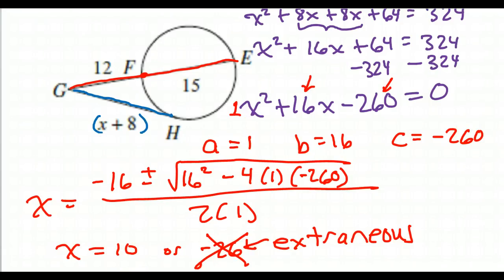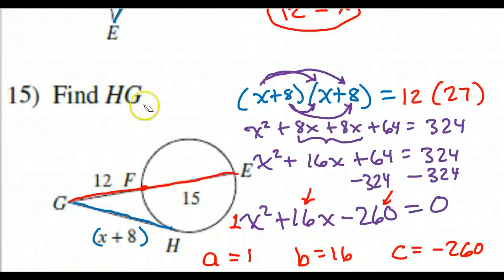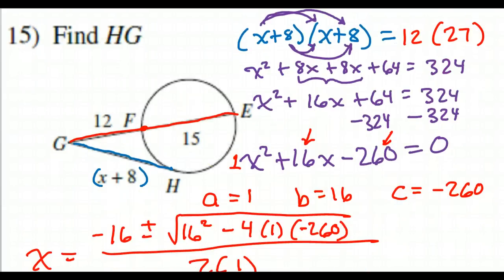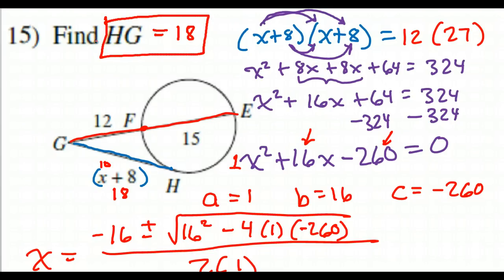Now, again, that is not the final answer. We're trying to find hg. So that's this down here. So we will take our 10 and plug it in. If this is 10 right here, then of course hg is going to be 10 plus 8, which is 18. So hg is 18. Go team.